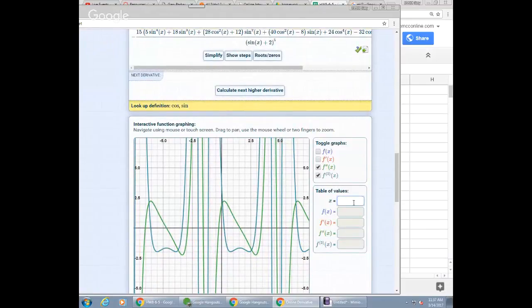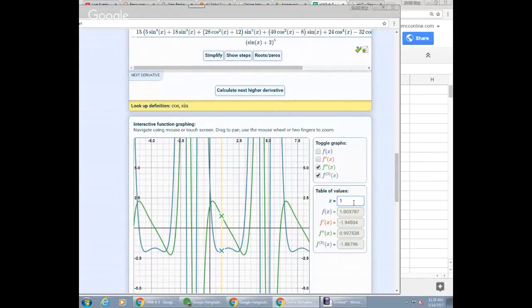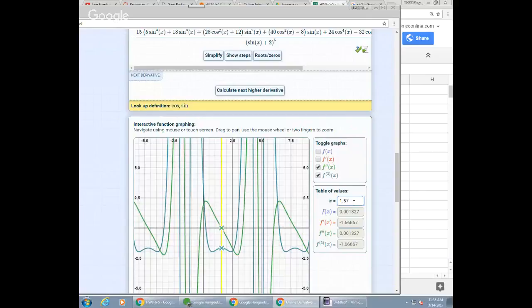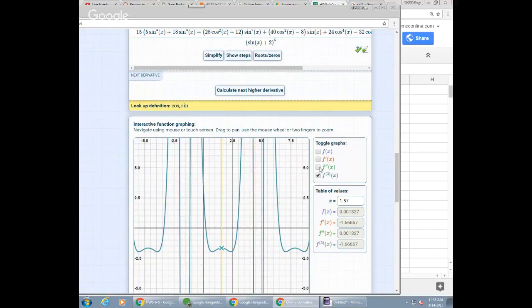Okay, and so how do I want to do this? What if I type, it didn't like pi over 2, right? What if I type 1.57? Okay, so the third derivative isn't 0 there. So we are okay. I want to see just the third derivative. All right, so there's my 1.57. Okay, so it looks like we do bottom out right over here, whatever that number is right there.